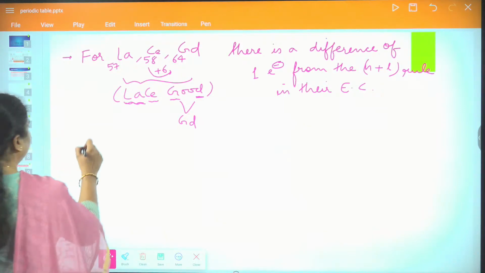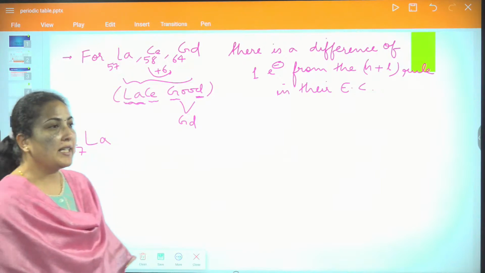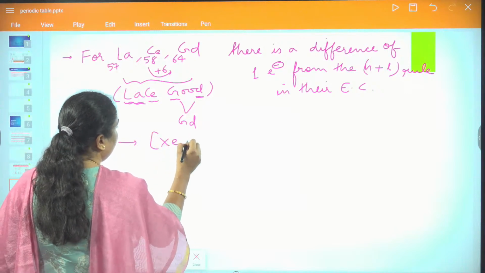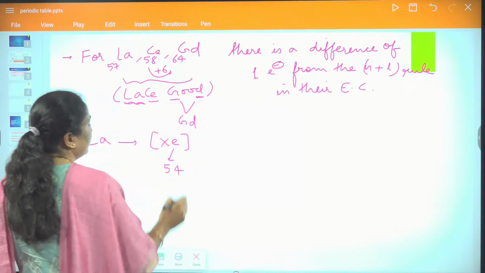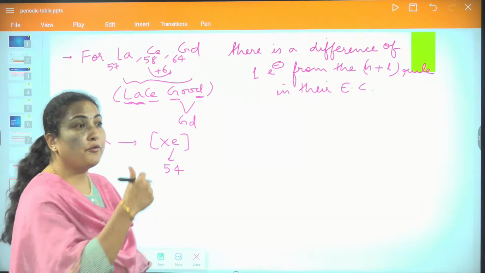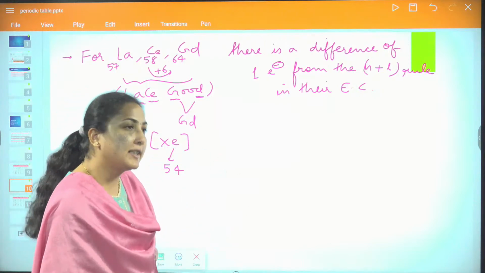So let us see for lanthanum. Lanthanum is 57. Now which inert gas is closest to this? That is xenon. Xenon is 54, right? And xenon marks the ending of the 5th period. So the next electron should be going into the 6th period, right?